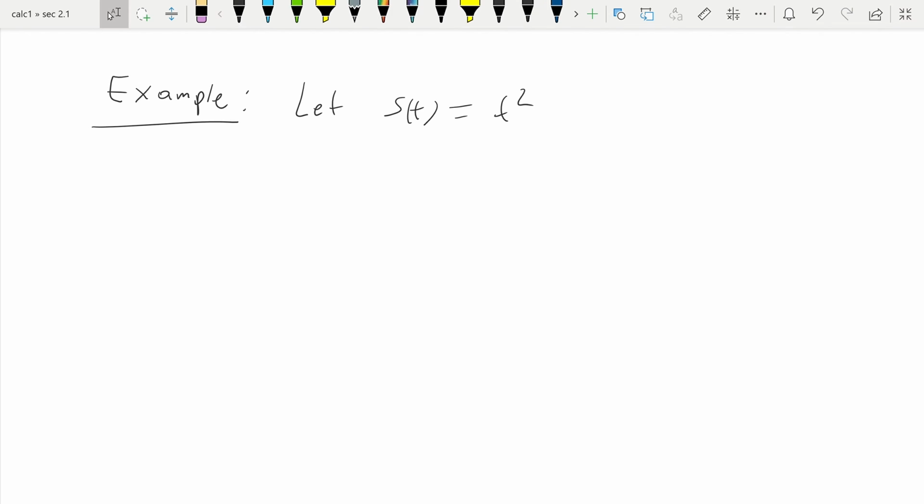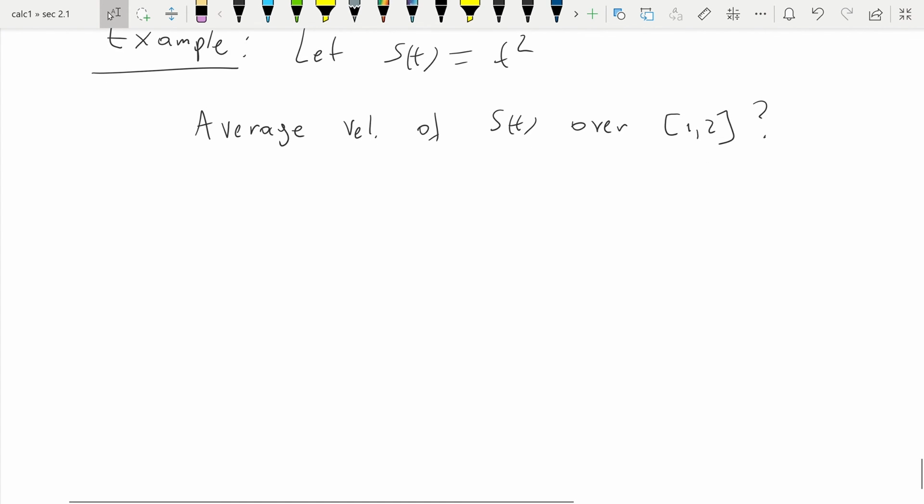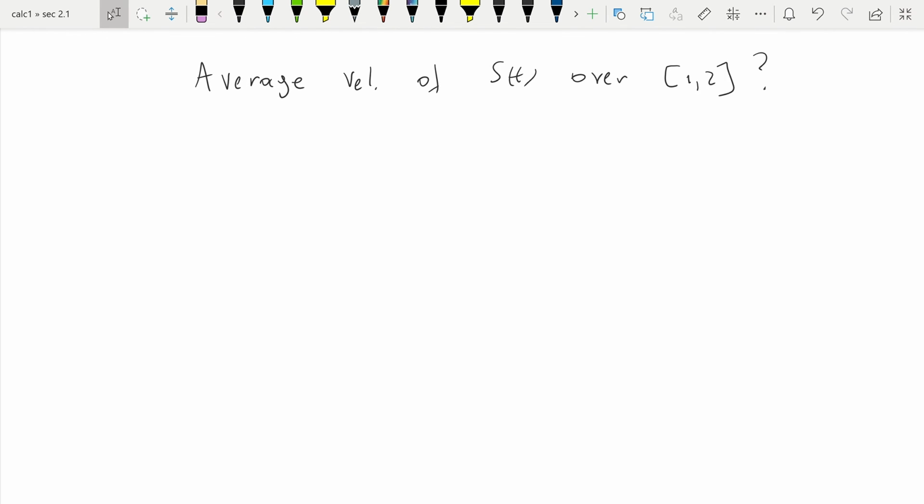So let's take s of t equals t squared, and let's ask ourselves, what is the average velocity of s of t over the interval [1, 2], right? Very clear question. So the solution, we just need to appeal to the definition. What is the average velocity?